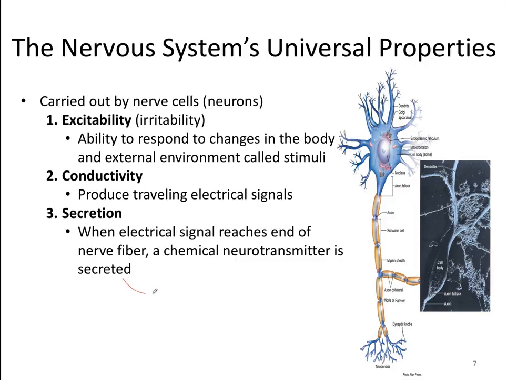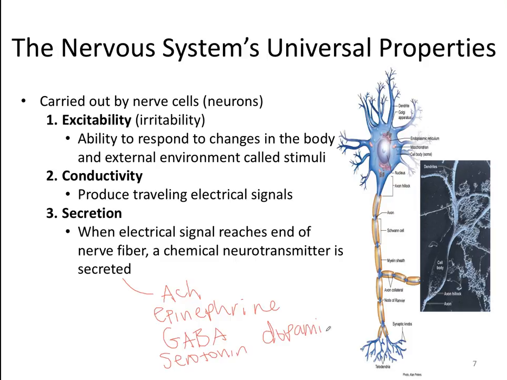One neurotransmitter that we are already familiar with is acetylcholine, but there are lots of others, including epinephrine, GABA, which is gamma aminobutyric acid, serotonin, and dopamine, just to name a few. There are many others.